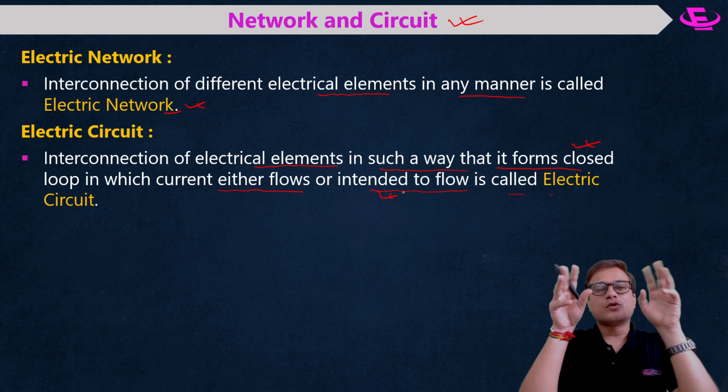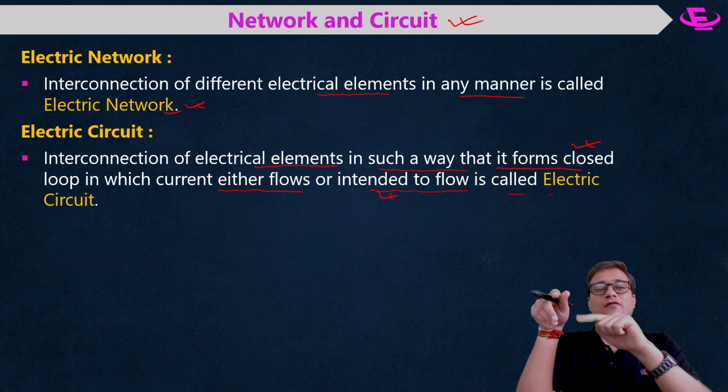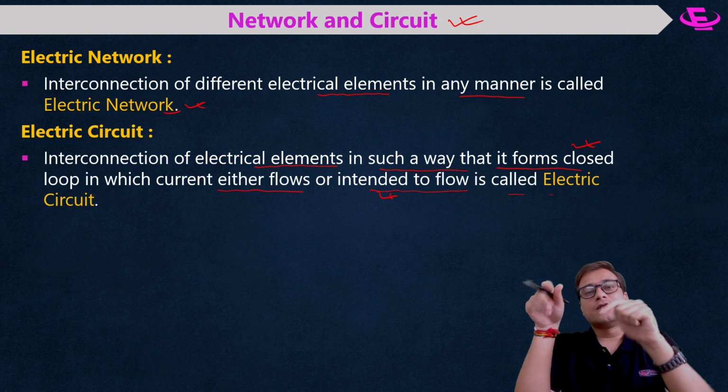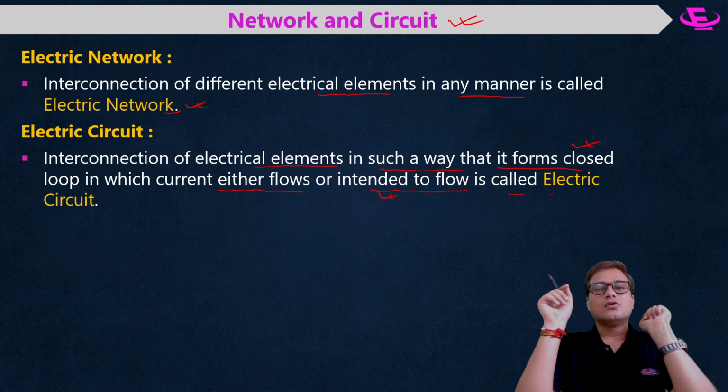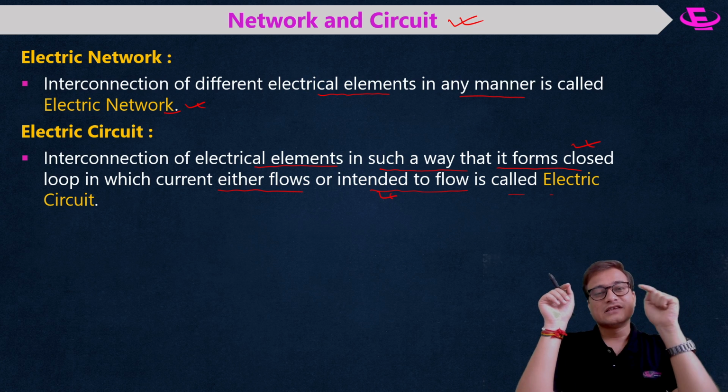Intended to flow means, suppose you have constructed a circuit and you have placed a switch. When the switch is off, current is not flowing. When the switch is on, the current will flow. So that is called intended to flow. That means when the switch is off, then also it is called an electric circuit.